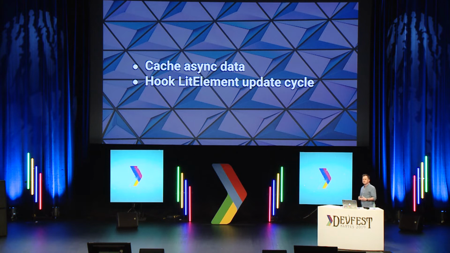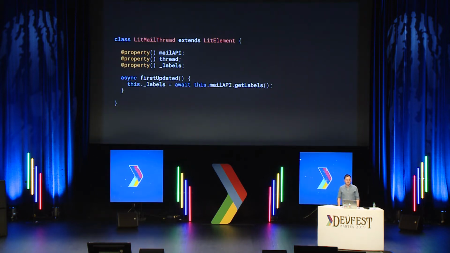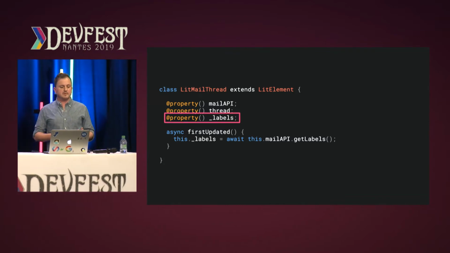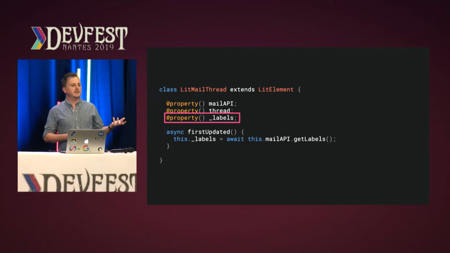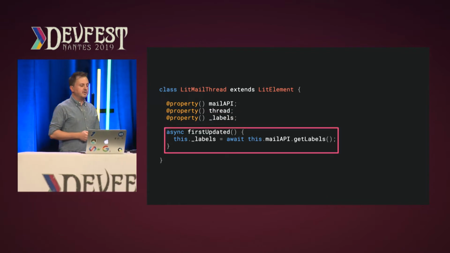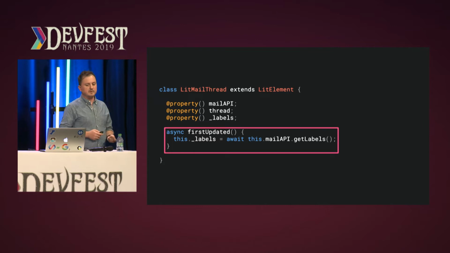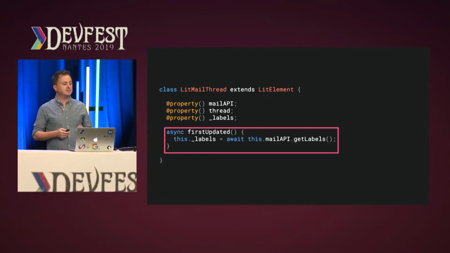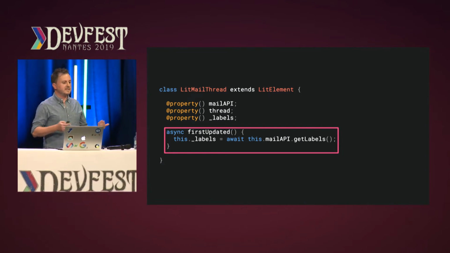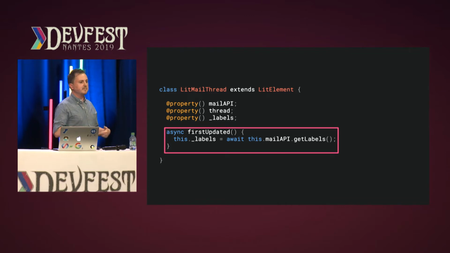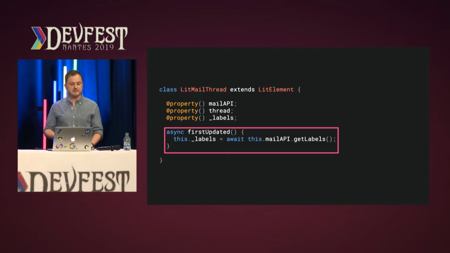So we're going to tackle this again. We're going to look at some patterns like caching the async data, and we're going to look at how to hook up to the LitElement update lifecycle. So here's a component that represents an email thread. And what we're going to do here is create a property that's going to hold the asynchronous data after the promise resolves, after we get the data. And we're going to override or implement this LitElement lifecycle callback called firstUpdated. This is called after your component first renders, and it's a good time to do one-time work. And we're going to call the asynchronous Gmail API and just stash that data into that property there. And when we set that property, the component's going to re-render, and now we can use the data like it's there synchronously.